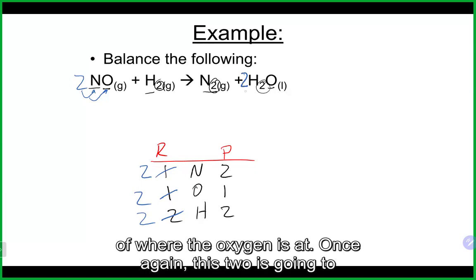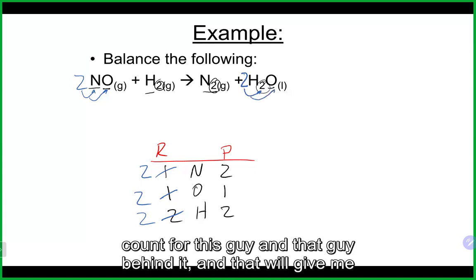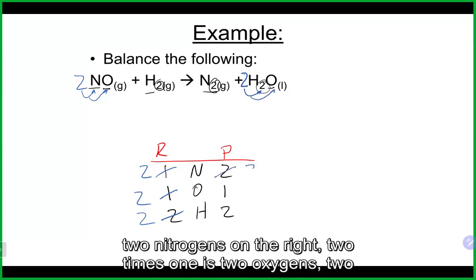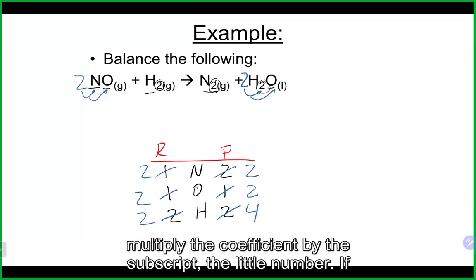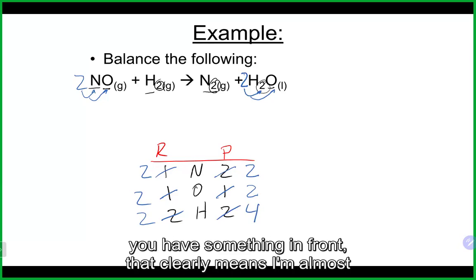Once again, this 2 is going to count for this guy and that guy behind it. And that will give me 2 nitrogens on the right. 2 times 1 is 2 oxygens. 2 times 2 for the hydrogen is 4. So again, you do need to multiply the coefficient by the subscript, a little number, if you have something in front. That clearly means I'm almost there, right?